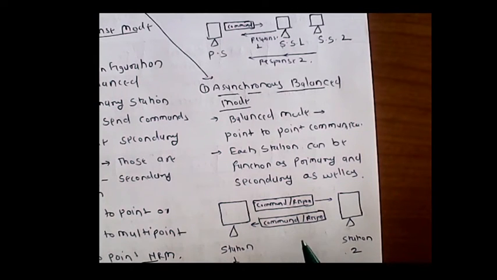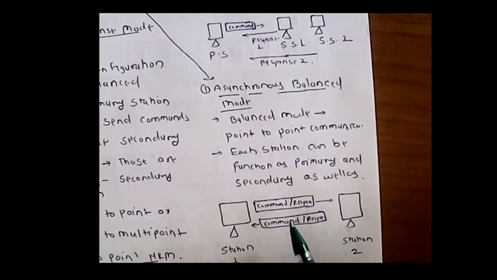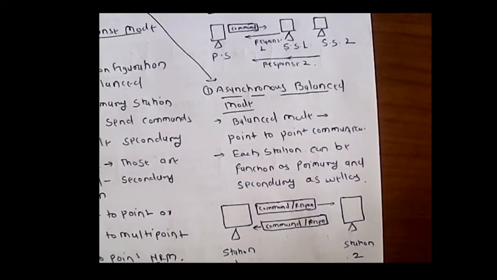So this is called asynchronous balanced mode, and balanced mode means the station can function as both primary and secondary. That is called your asynchronous balanced mode. So this is the definition of the balanced mode.